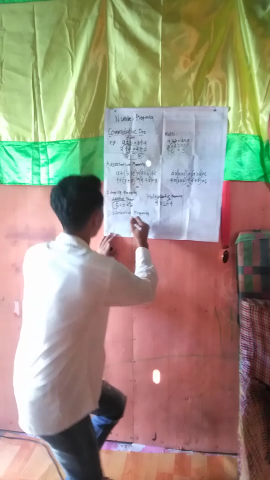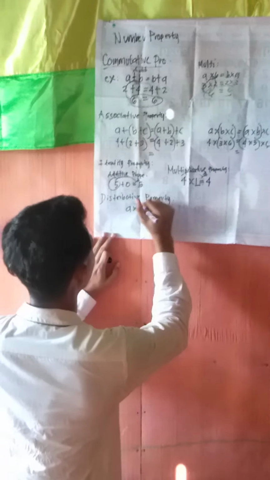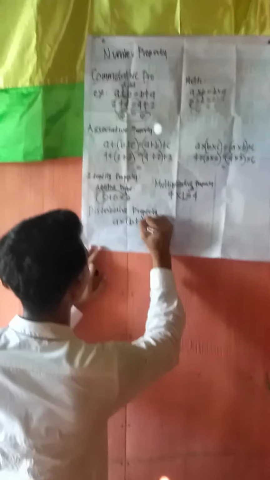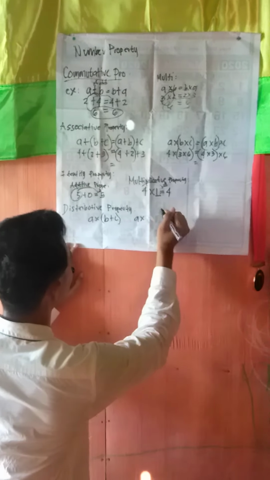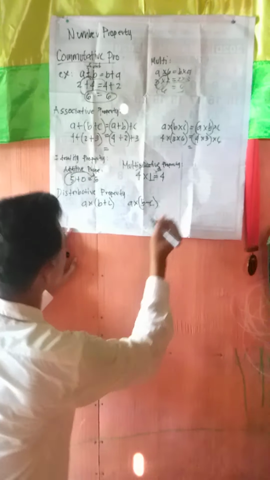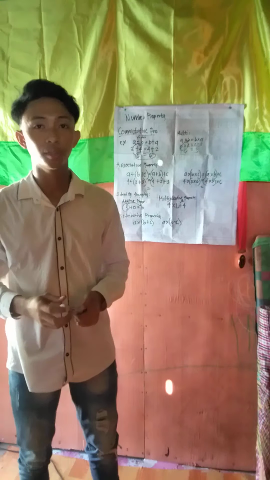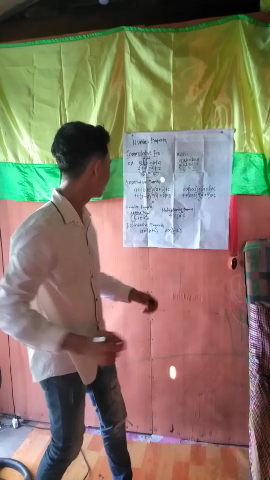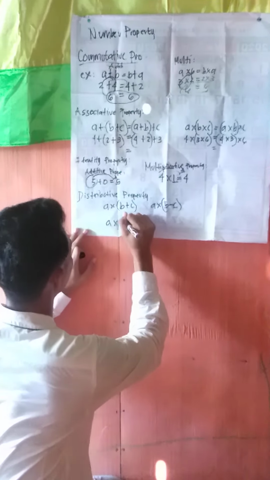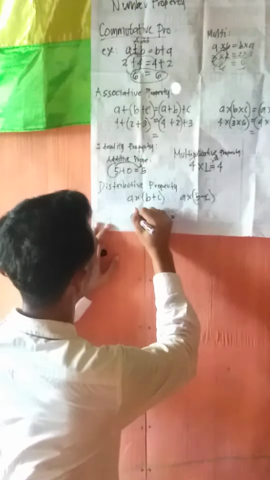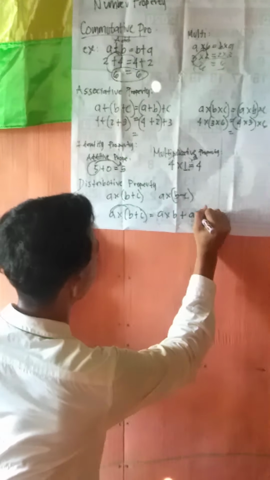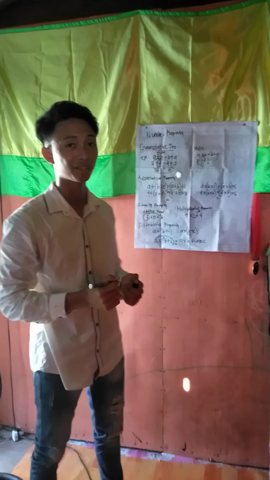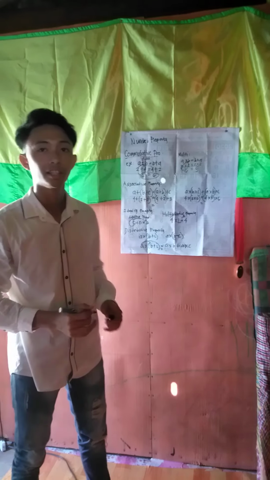For example, A times B plus C. That is for addition, and now for subtraction, A times B minus C. Using the distributive property, we can expand an expression as A times B plus C equals A times B plus A times C. As you can see, using the distributive property, we can expand the expression as A times B plus A times C. And now I will give an example.